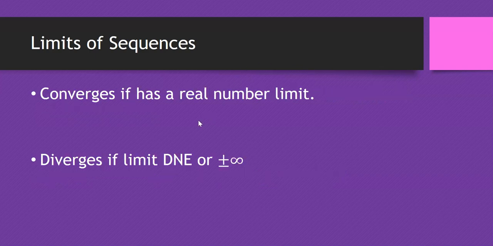And just like the previous chapter, we use the same language. We say converges. So the sequence converges if the limit of that sequence is a real number. And we say the sequence diverges if the limit doesn't exist, or if the limit is either plus or minus infinity. All right, we'll look at a few of these, both that converge and diverge.